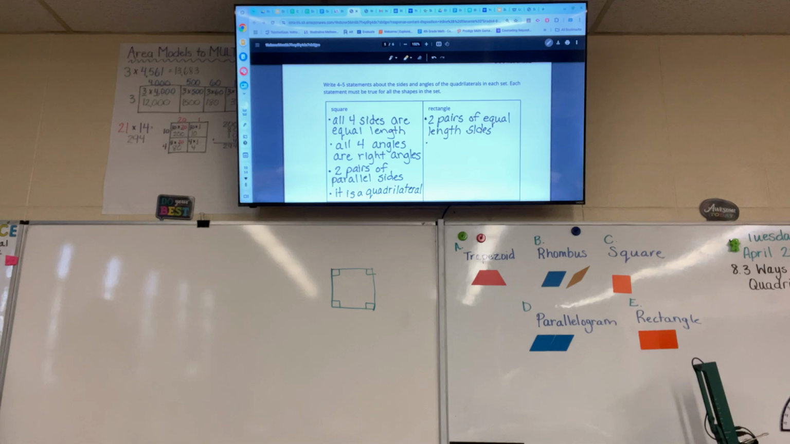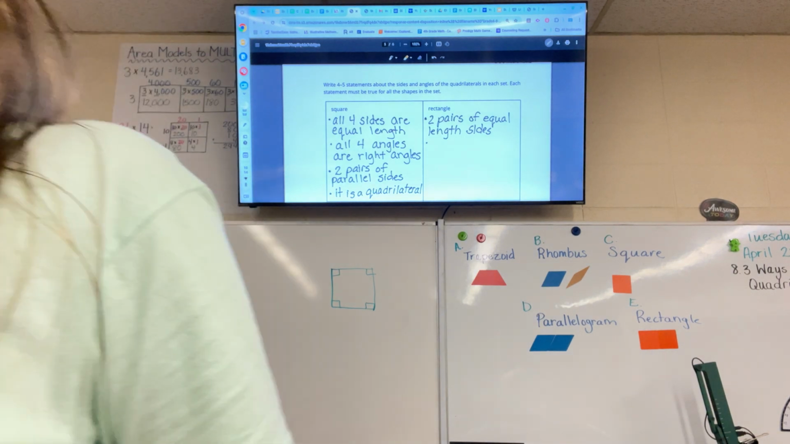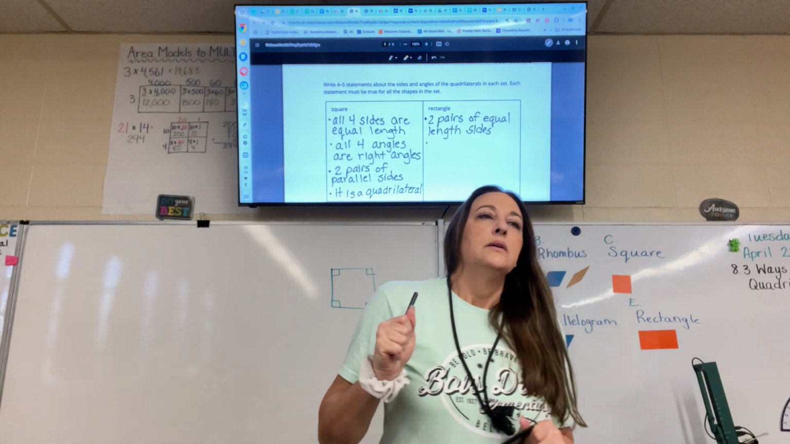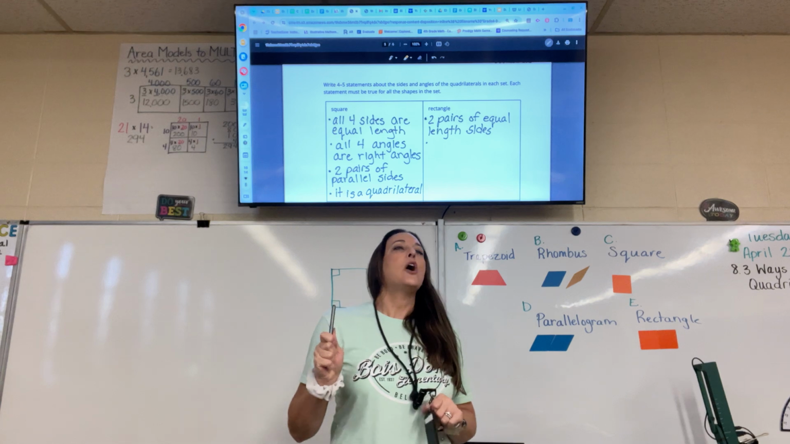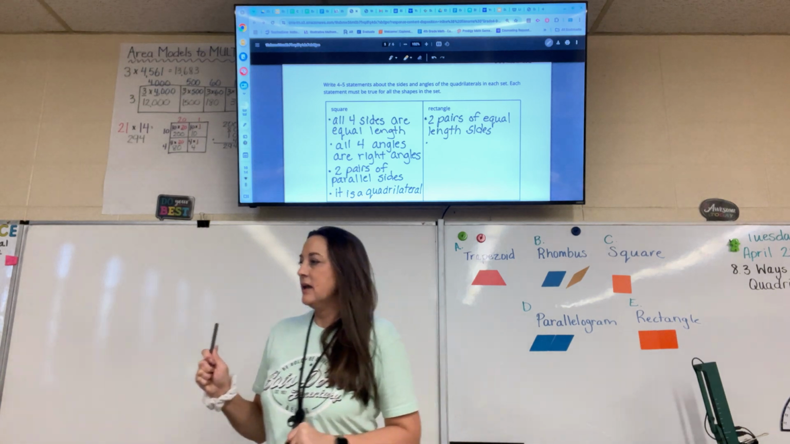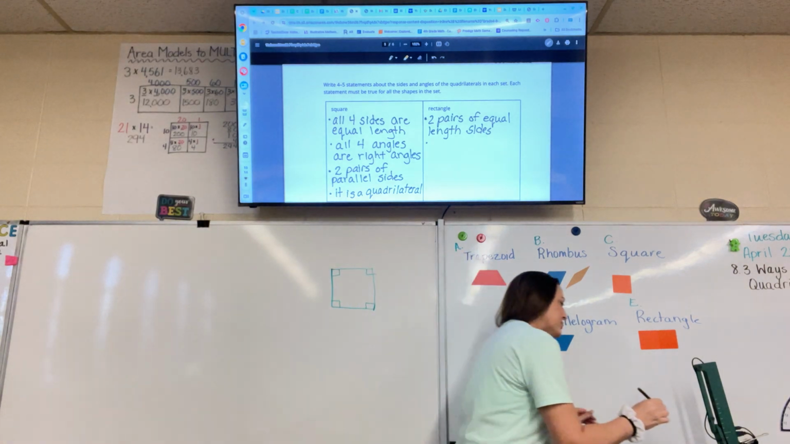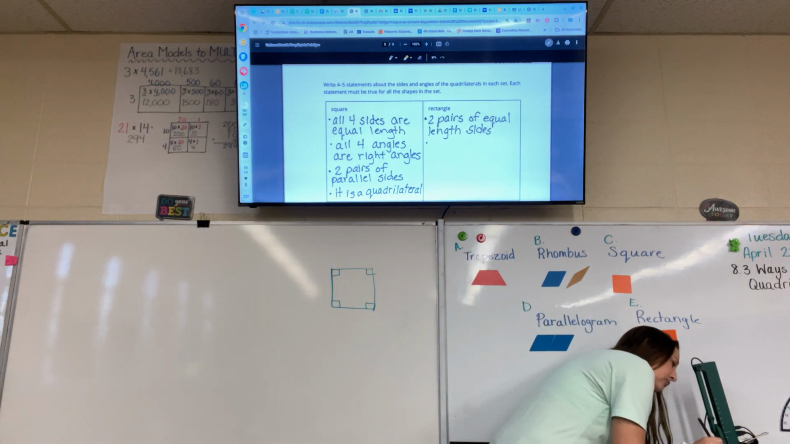Armani, help her out. All of the things up there. We're talking about rectangles. All of these. What kind of angles are all of those? They're all ones that go up. What are they called? They're all right angles. Okay? Rectangles are all made from right angles. So all 4 angles are right angles.